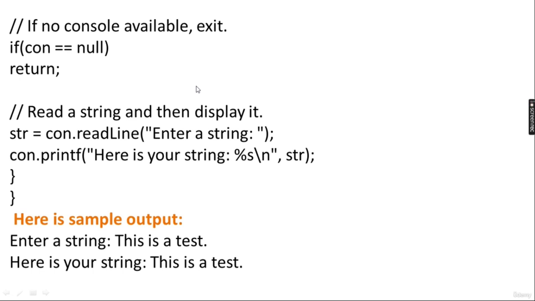Read a string and then display it: str = console.readLine, enter a string. Then, here is your string. Okay, so readLine will return a string entered by the user, and it will be displayed using the printf method. Why is the printf method used? Because you are going to format the string using %s. Okay, System.out.println cannot format the string. Enter string: this is a test, and printf shows: here is your string, this is a test.